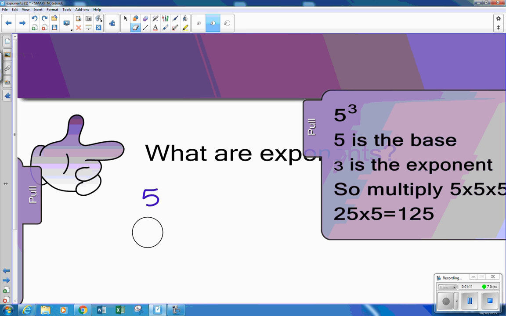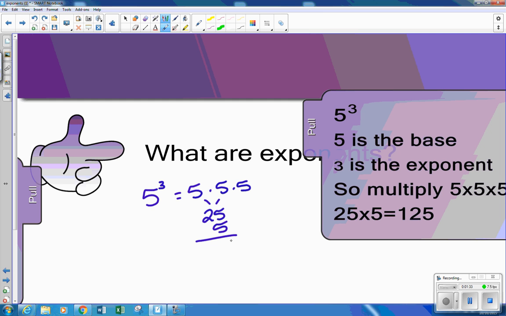Now, we're talking about 5 to the third power. What that tells me to do is 5 is my base, and I'm going to write it 3 times: 5 times 5 times 5. Then I'm going to multiply that out. 5 times 5 is 25, and this answer times one more 5 gives me my answer. When I multiply that out, I get 125. If this was 5 to the fourth power, I would add another 5 out here.